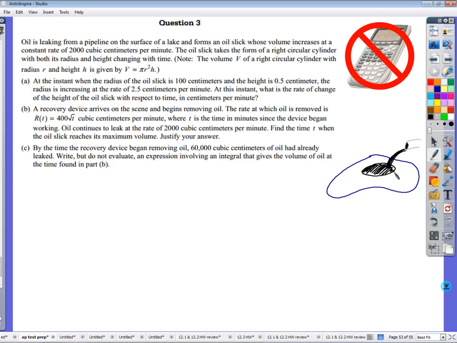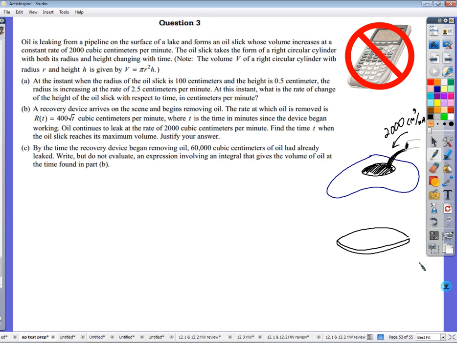Forms an oil slick whose volume increases at a constant rate of 2,000 cubic centimeters per minute. All right. So the volume that's coming out of the pipe or whatever that's leaking the oil is leaking 2,000 cubic centimeters per minute. The oil slick takes the form of a right circular cylinder. So if we were to look real close at this, the shape of it would look like this. That's what the shape of the oil looks like. It's spreading out in a circle, and then, of course, there's a thickness to it.